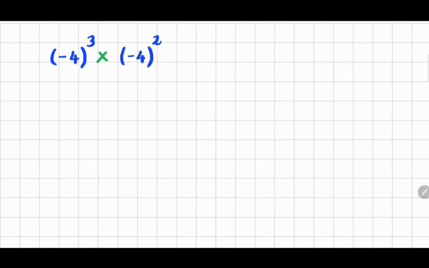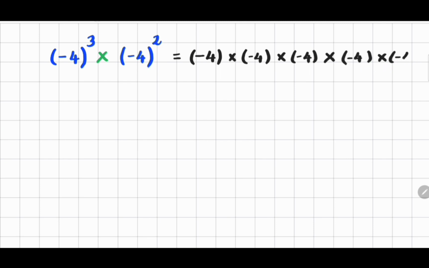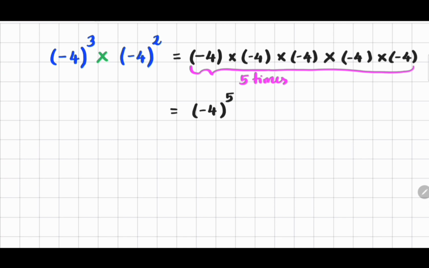Now let's consider negative integers as the base. Minus 4 the whole cube times minus 4 the whole square. Minus 4 the whole cube means 3 negative 4's multiplied together, and minus 4 the whole square means 2 negative 4's multiplied together. So in total, 5 times. We can write this in exponential form as minus 4 the whole power 5.